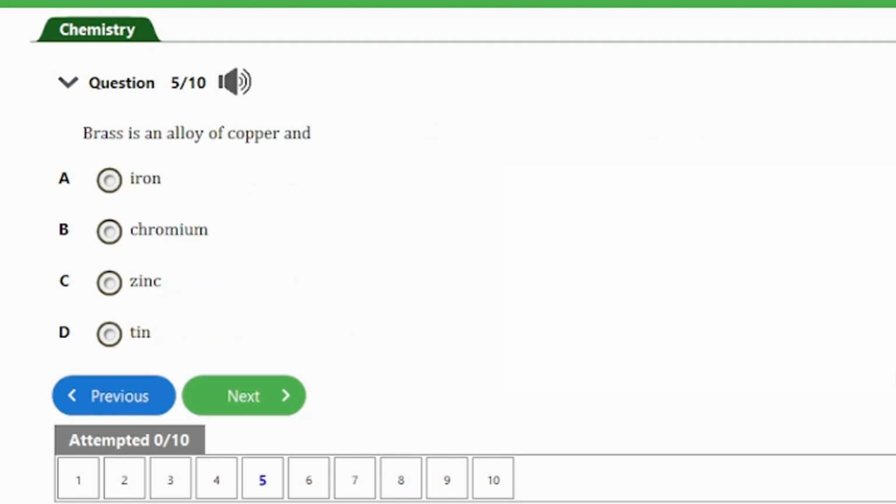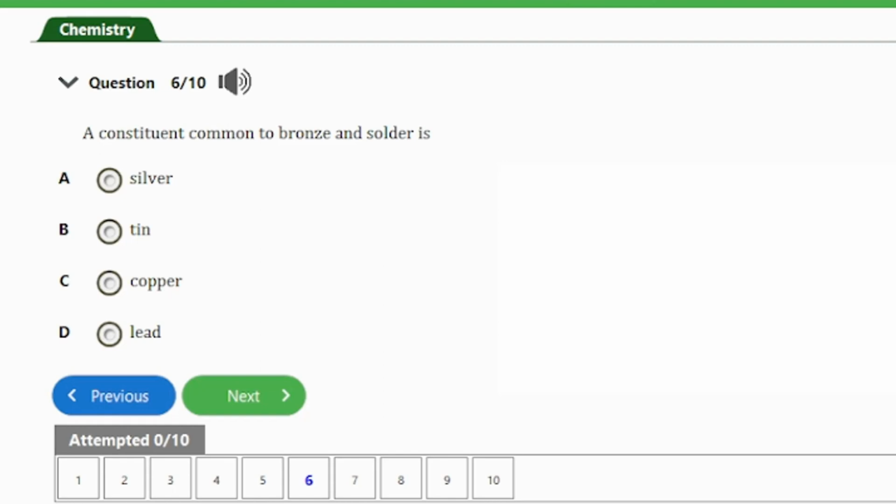Question number 5 here, it says, brass is an alloy of copper and A, iron; B, chromium; C, zinc; D, tin. So guys, we've answered this question before, and the answer to this question is zinc, and that's option C here. So let's consider the next question.